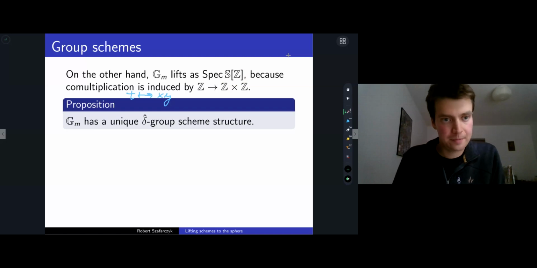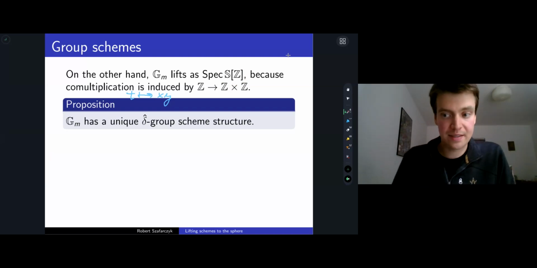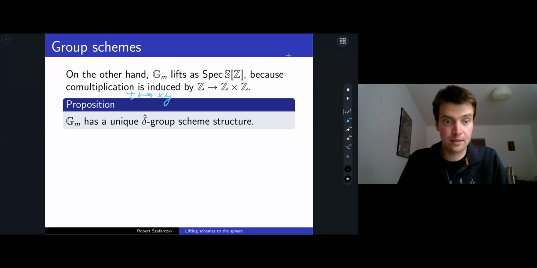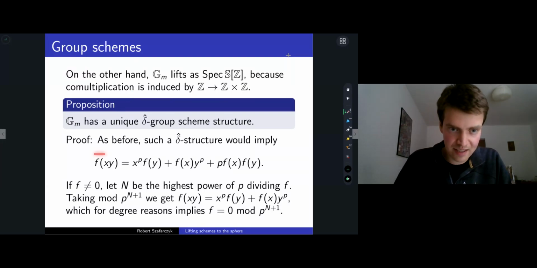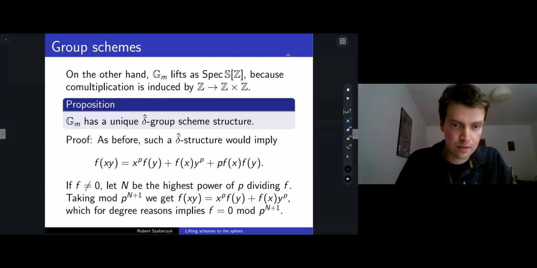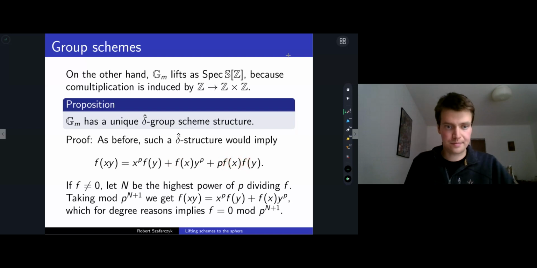But what we can check is that this lift induces a delta-hat group scheme structure on G_m, and that it's the only one. So again, we get some F which satisfies some equation. This is now the equation for the multiplication, right? Delta of xy is x to the p delta y, delta x y to the p, and then this.